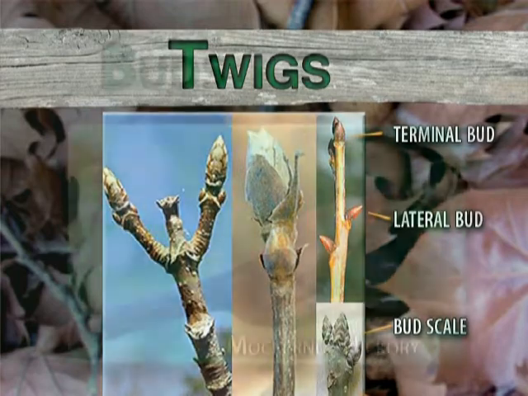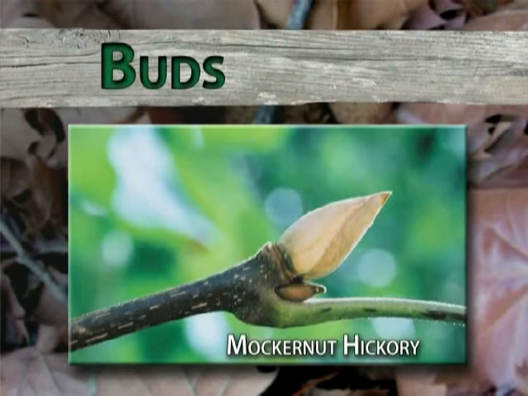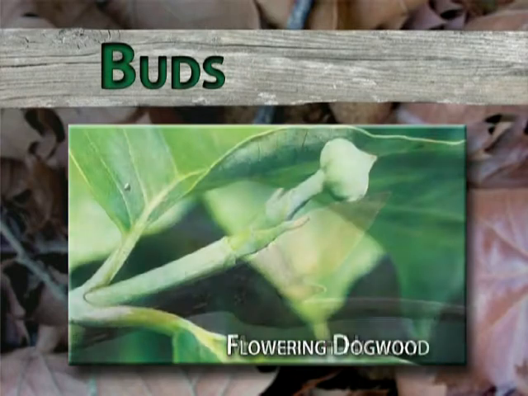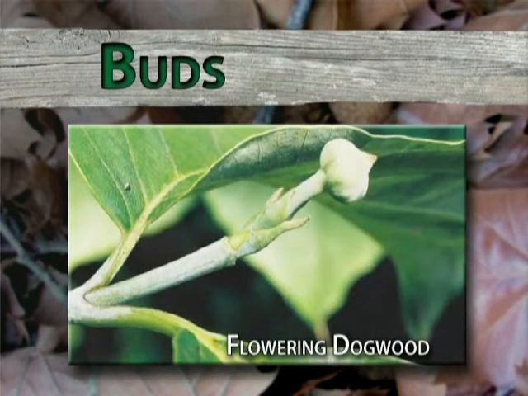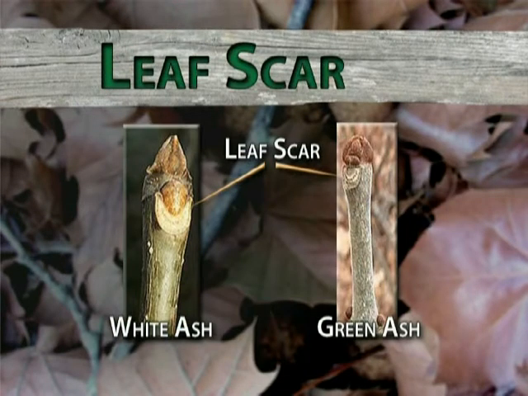The terminal bud of the mockernut hickory has often been described as having a Dairy Queen cone shape with silvery white inner bud scales. Sometimes a tree has characteristic flower buds, as is the case with the pagoda-shaped flower bud of the flowering dogwood. The leaf scar is where the leaf attaches to the twig. Its shape will sometimes aid in identification.